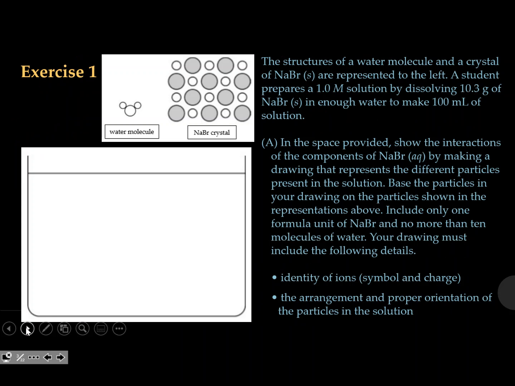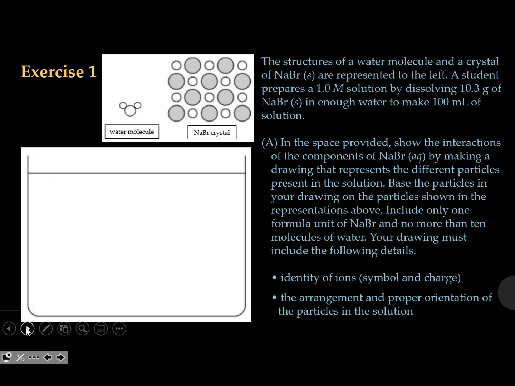Okay, so kind of a review, going over particle diagrams again. This one goes into the idea of dissolution of an ionic solid. As you can see, we have sodium bromide crystals and we have water molecules. They give you a key of how to draw them. The structures are represented to the left. This is literally an FRQ question I pulled out of an old exam. Okay, so pretty much worded down to the T exactly like it would be.